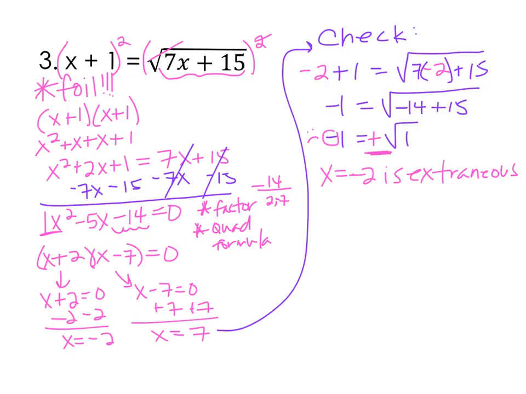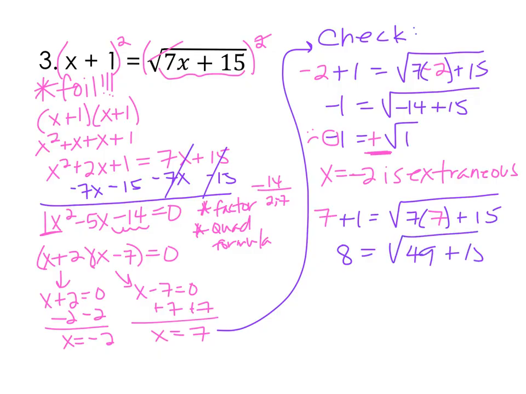So let's try 7. So I'm going to plug in 7 and then squeeze 7 over here on the right. 7 plus 1 equals square root of 7 times 7 plus 15. Let's see what happens here. Looks good on the left-hand side. 7 plus 1 is 8. On the right, I've got 7 times 7, which is 49, plus 15. 49 plus 15 is 64. We got a match.